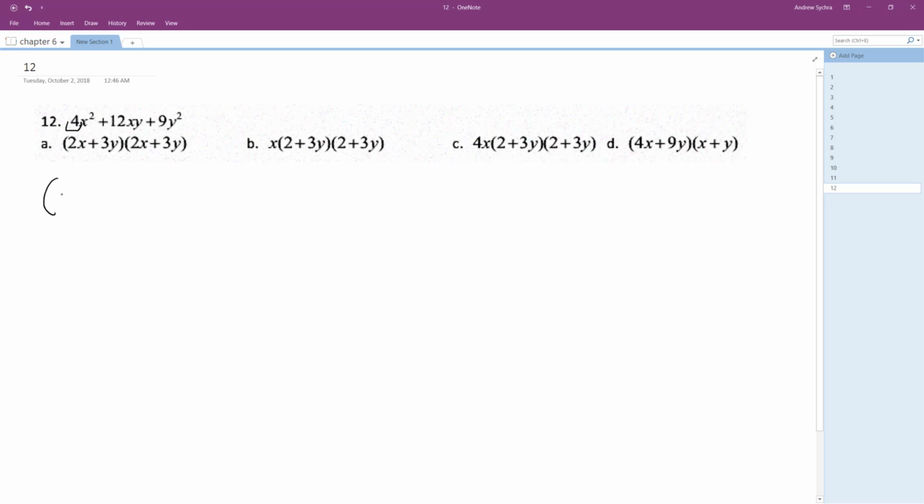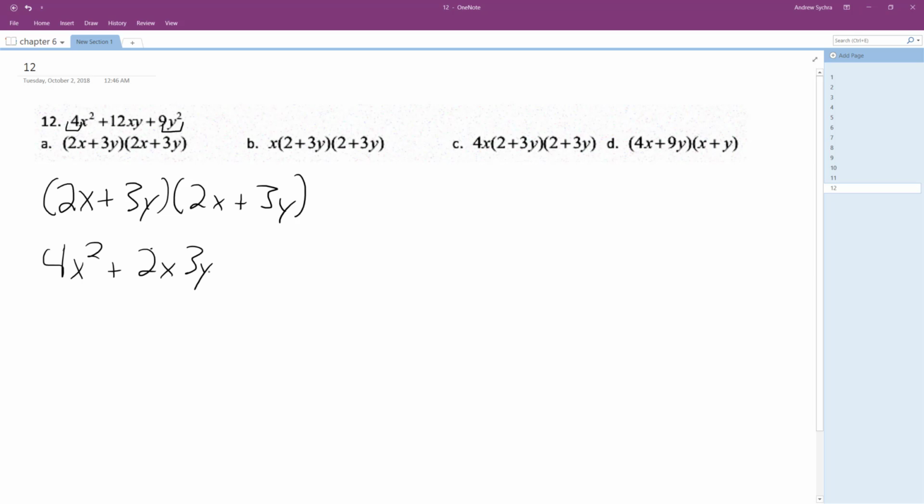And maybe that's a little confusing, but what I'm getting at is this. So 2x plus 3y, 2x plus 3y. I mean, you could use the quadratic formula, but it's a little bit funky since you've got two variables here. So 2x times 2x is 4x squared, plus 2x times 3y, plus 2x plus 3y. And then you get the 9y squared.